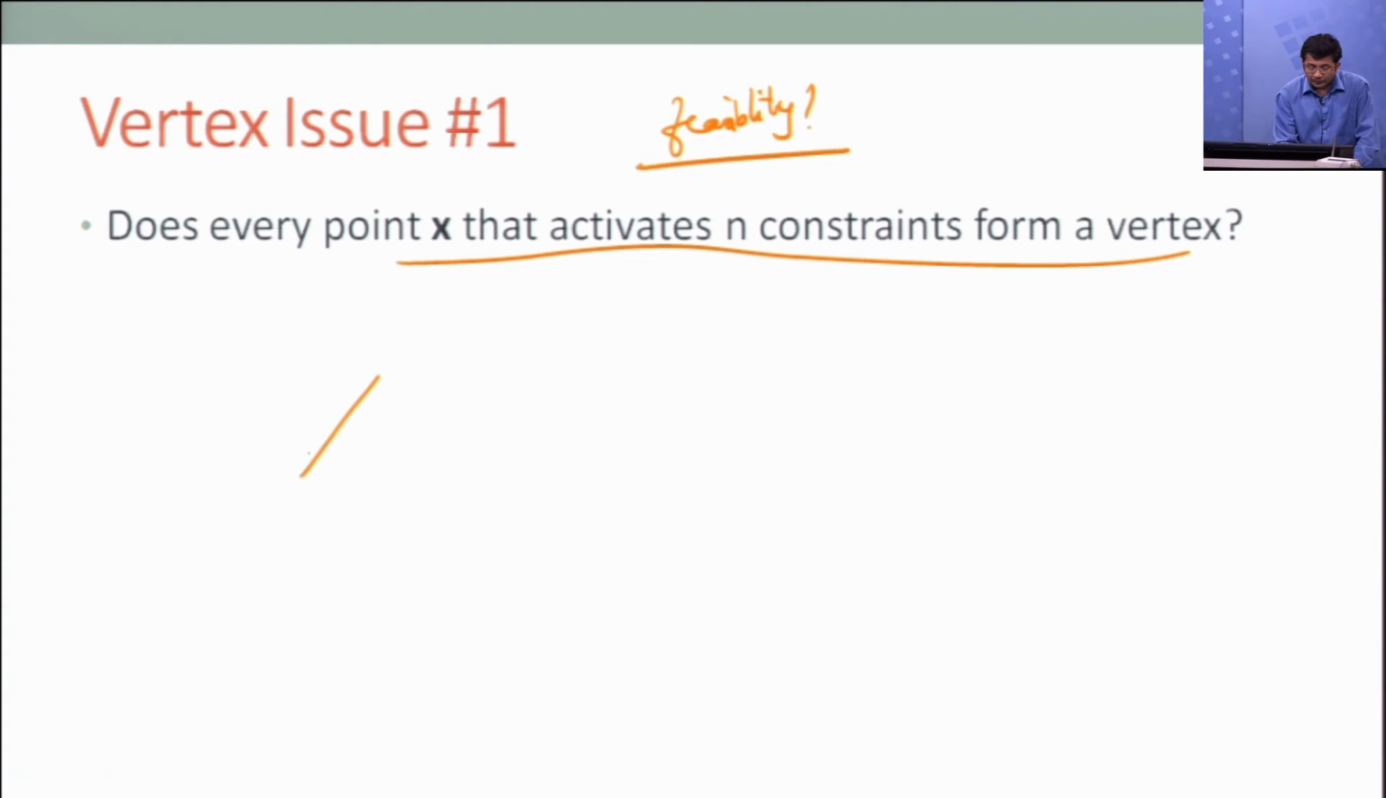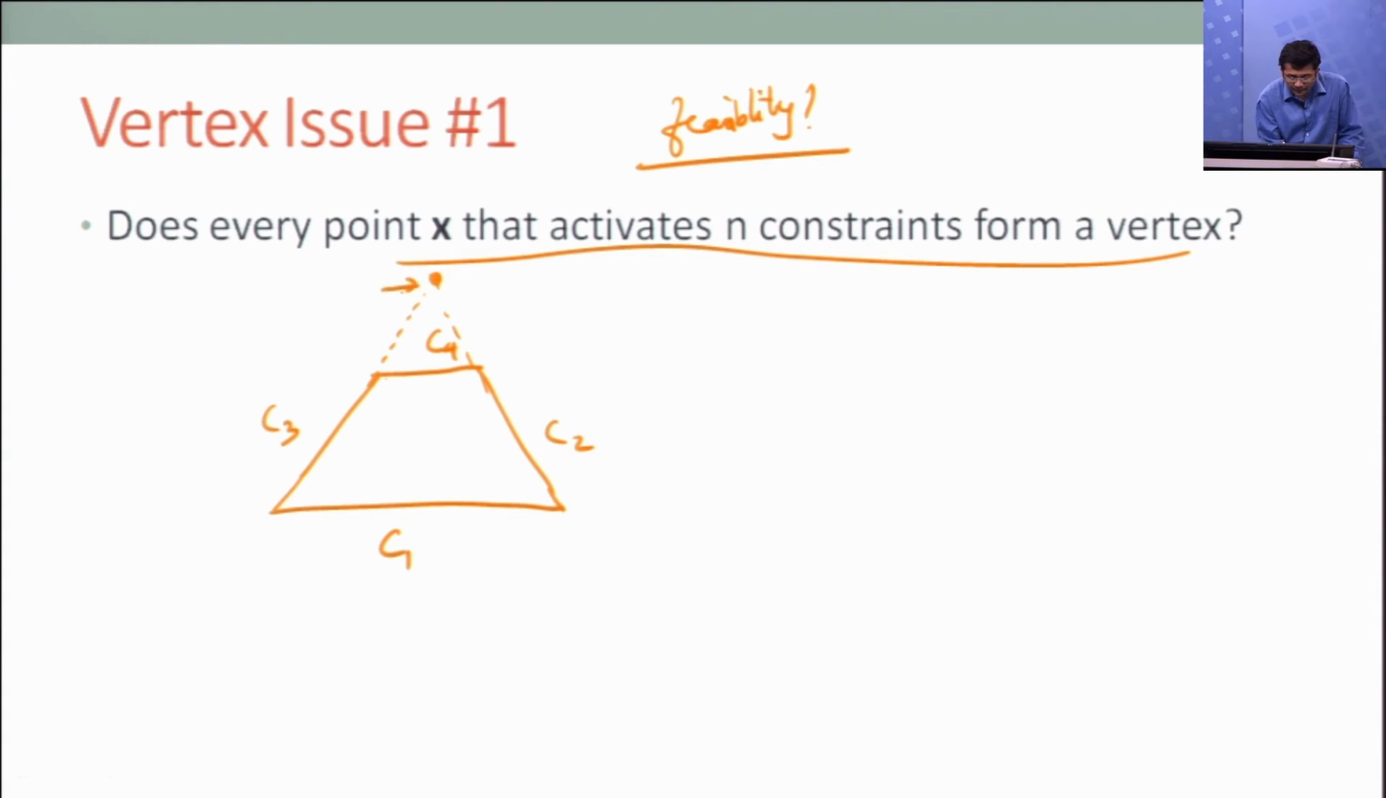Let's take an example. Here is an example of a polyhedron that we call a polygon, a trapezium, and it has 1, 2, 3, and 4 constraints. So what does this mean? Let's take a point here, and call this point P. P activates C2 and C3. So it activates two of the inequalities, and this is two-dimensional.